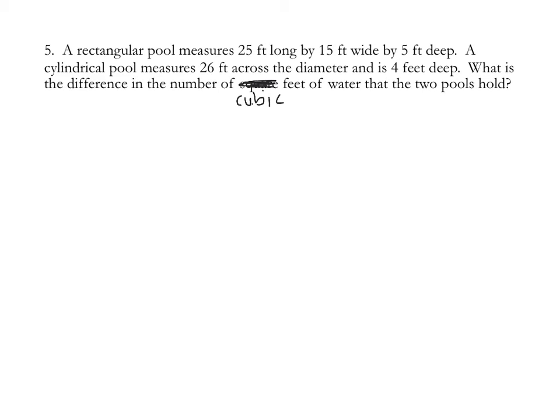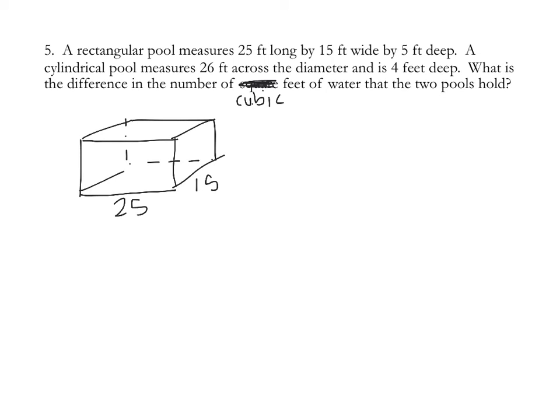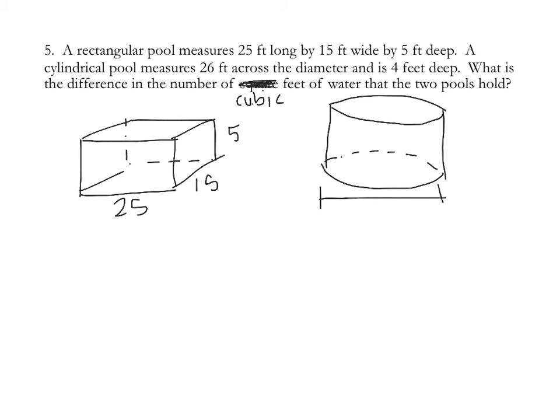So to figure this out, we actually have 2 different shapes we're talking about. So I'm going to draw that out first. Those of you that aren't artistic, this isn't hard. Just do overlapping rectangles and connect the corners together. There's our rectangular pool. That one's 25 by 15, and then I'm specifically going to put the 5 here because that's how deep it is, so that's telling me the height. And then I have a cylindrical pool, so you can just do 2 ovals and then connect them together on the edge. And they told me the diameter across that is 26, and the height, the deepness, is 4.